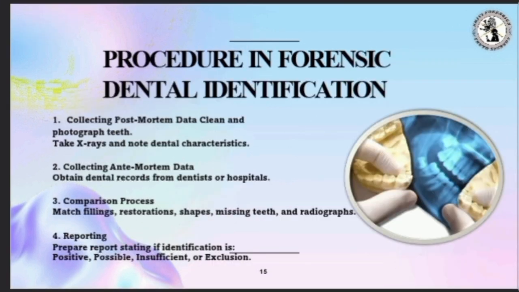Procedure in forensic dental identification. Collecting postmortem data: clean and photograph teeth, take x-rays, and note dental characteristics. Collecting antemortem data: obtain dental records from dentists or hospitals. Comparison process: match fillings, restorations, shape, missing teeth, and radiographs. Reporting: prepare reports stating if identification is positive, possible, insufficient, or exclusion.